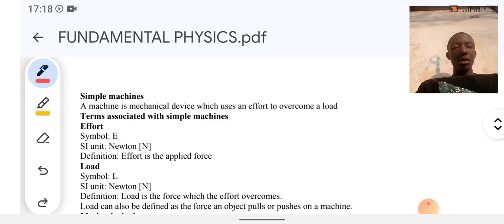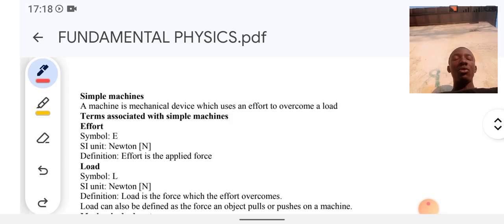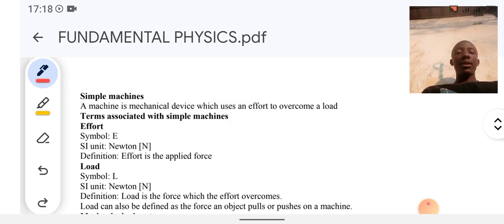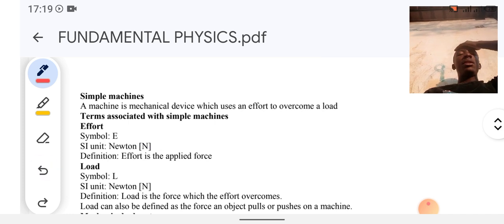The first term we're going to learn about is what we call effort. Effort has the symbol E. Its SI unit is newtons, represented by capital letter N. Then the definition: effort is applied force. That's the definition of effort in a simple machine. It's simply the applied force. That is what we call the effort.